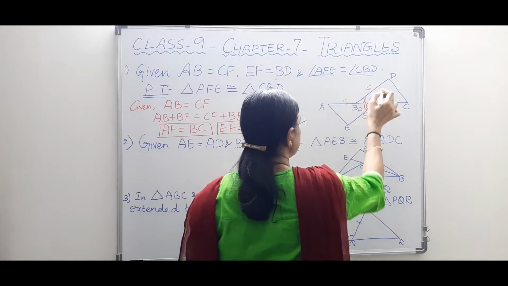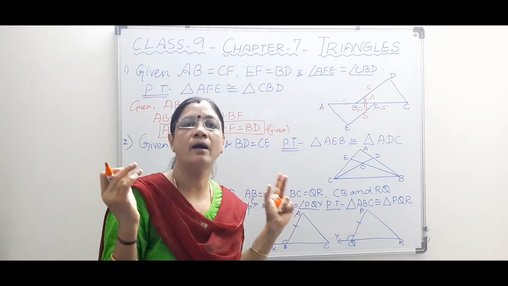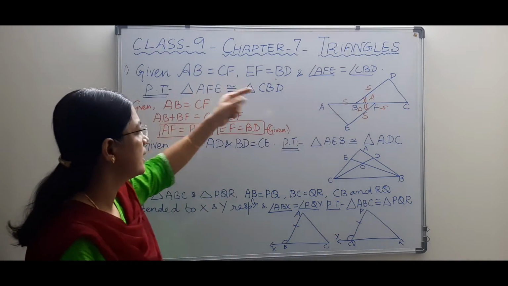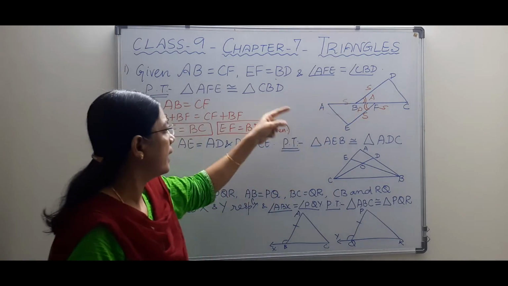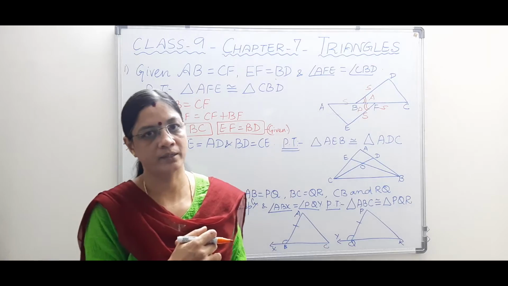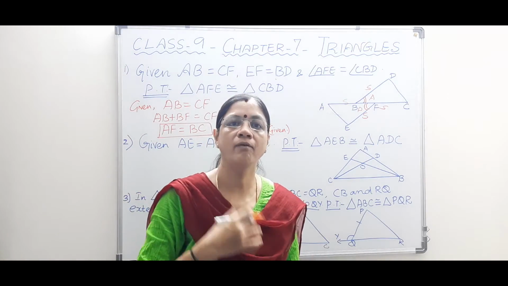Likewise, side, angle, side. See, corresponding parts of the triangles are equal. Therefore, these two triangles, what are the two triangles? AFE and CBD are congruent. Now do you understand?